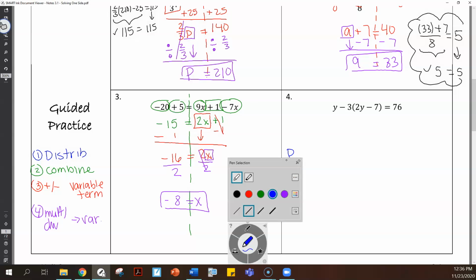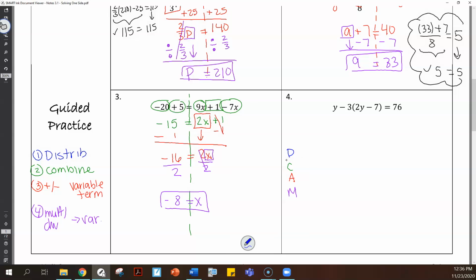So for number 4, I do have to distribute. I know that because I have parentheses. So my y is not part of my distributing, it's just going to come down. My distributing is going to happen right here. And then same thing, equals 76 is going to come down as well. So I take my outside number, negative 3. I multiply it by each of the other numbers on the inside. Negative 3 times 2y is negative 6y. Negative 3 times negative 7 is positive 21. And I can check those in Desmos or in my calculator.